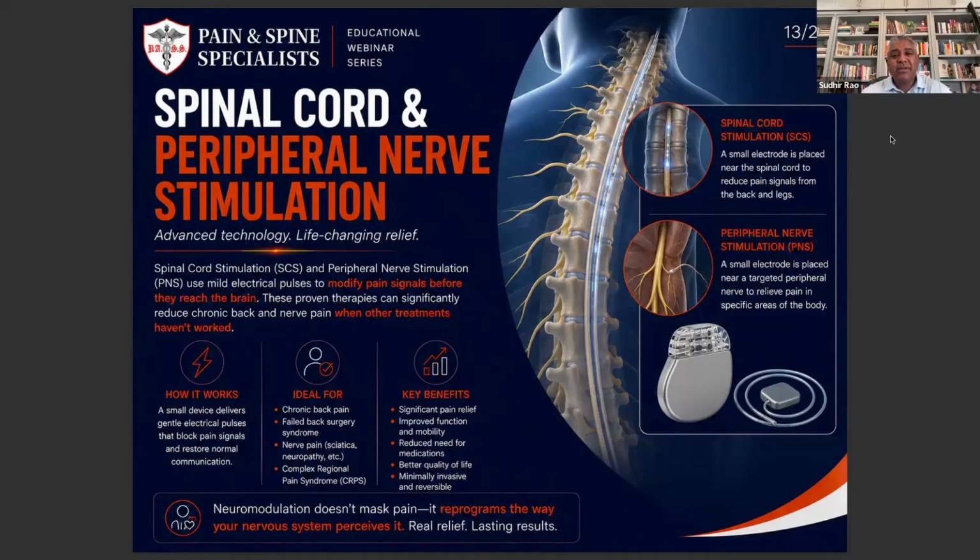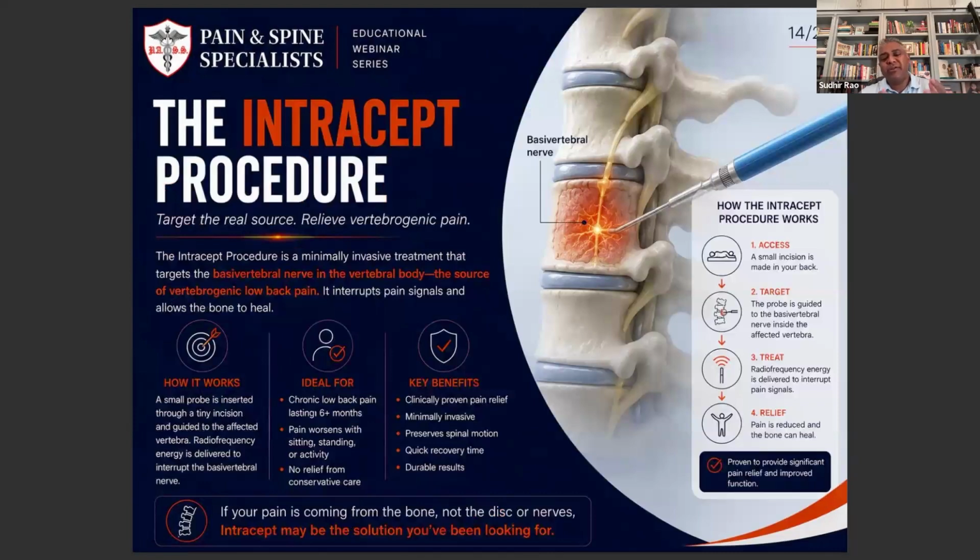Next slide. This is called the Intercept procedure, but really, the Intercept is a specific name brand. It should be basivertebral nerve ablation. So BVNA or basivertebral nerve ablation is the name of the procedure, the type of the procedure. And this has been around for several years now.